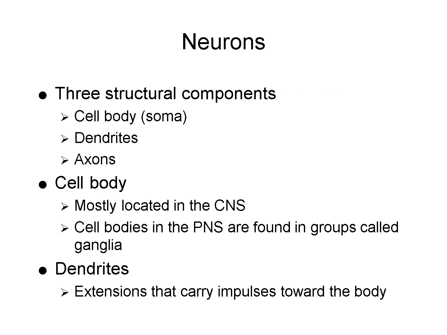Neurons have three key structural parts: the cell body, dendrites, and axon. The cell body, or soma, contains the nucleus and is usually located in the CNS. Dendrites extend from the cell body and receive incoming signals. In the PNS, groups of neuron cell bodies are called ganglia.